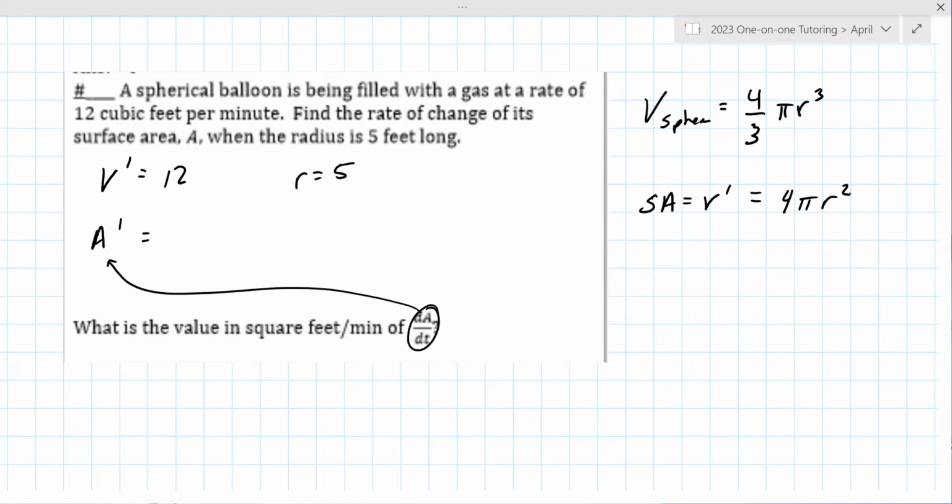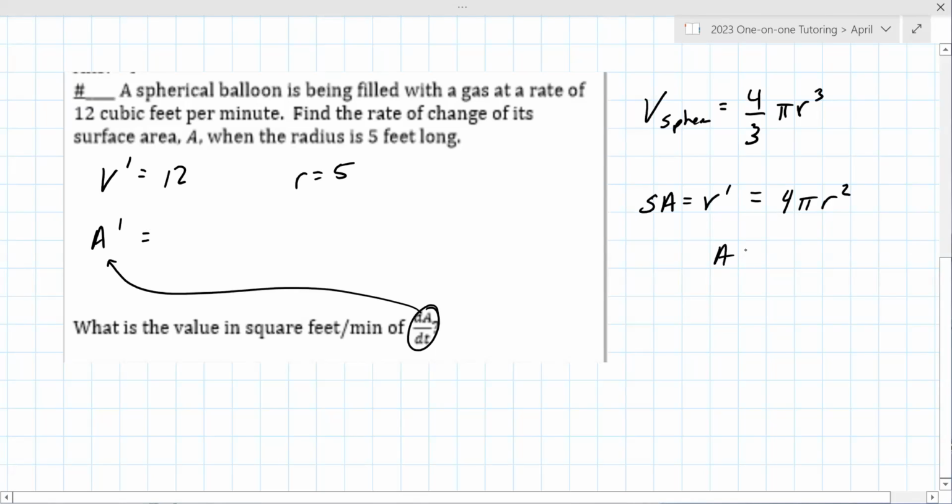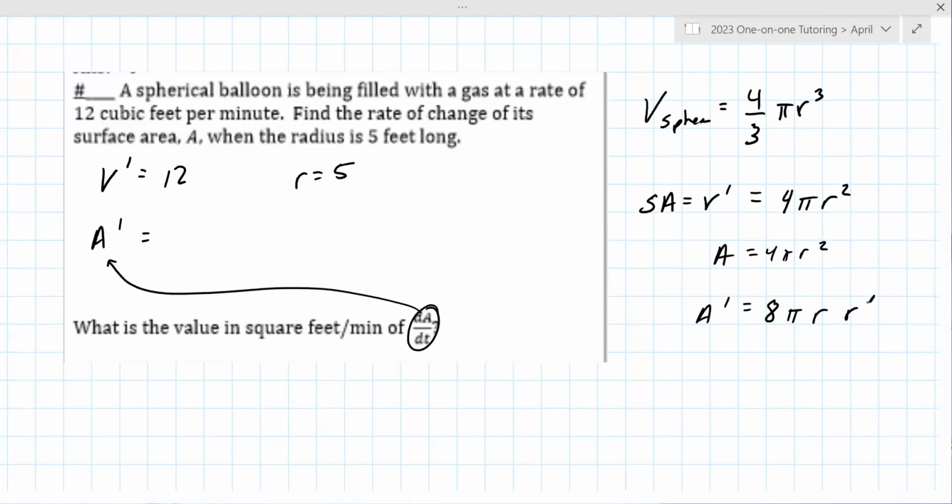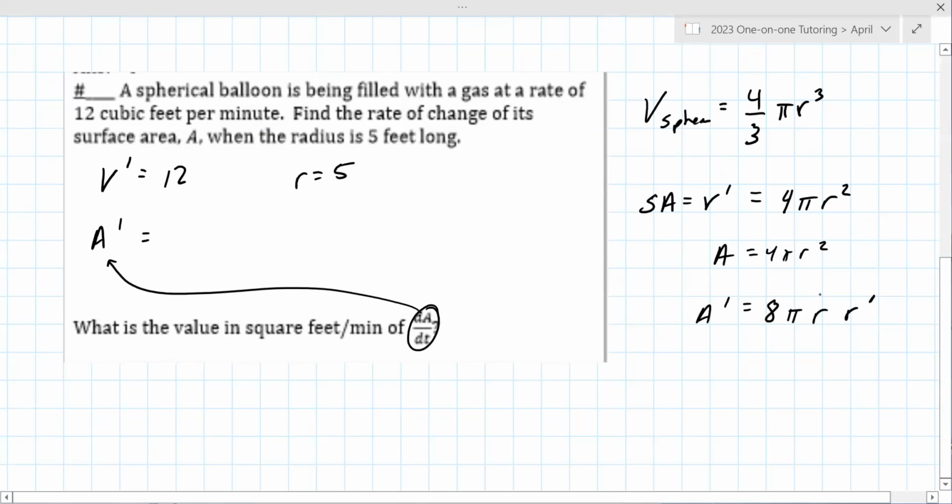All right. Well, the thing is there's more to do than that. Unfortunately, there's quite a bit here. The A prime is referencing the area. So you have to take the derivative of this. A prime is 8 pi r r prime. Okay. All right. Problem is you don't have r prime, but you do have r. That's good. So how would we find r prime?